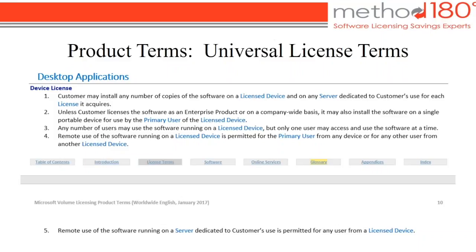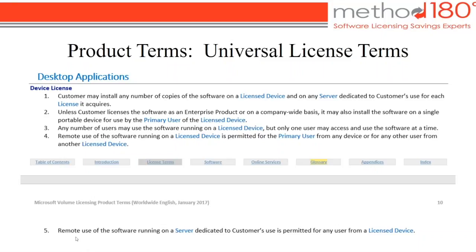And so that's what I've done here. I've pulled up the universal license terms for the desktop applications, which Office falls under. Again, I'm not going to read through this, but basically it says that if it's a licensed device, then they can access it, but it doesn't talk about people that aren't your employees. So there's really not much help here. It's just saying that the device itself needs to be licensed to use Office, right?